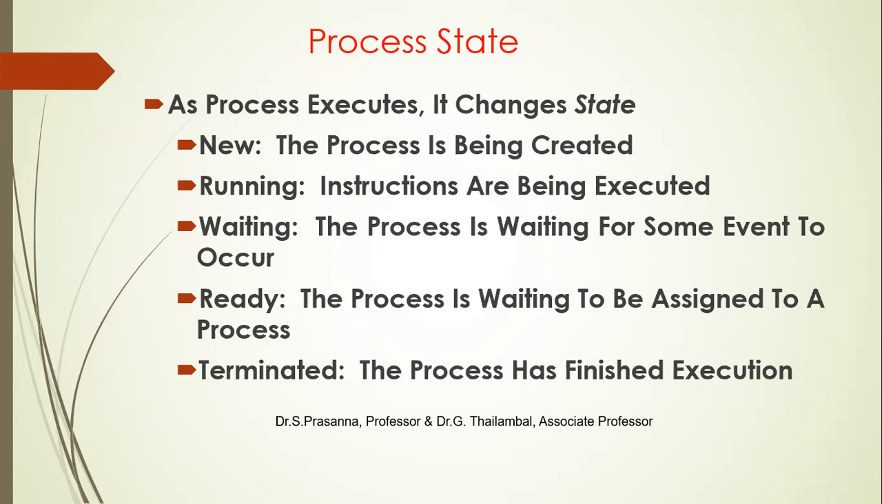The first state is when the process is being created; that is called the new state. When the instructions are being executed in the process, it is called the running state. When the process is waiting for some event to occur, it is called the waiting state. When the process is waiting to be assigned to a processor, it is called the ready state. When the process has finished its execution, it is called the terminated state. So in total we have 5 states for each and every process.